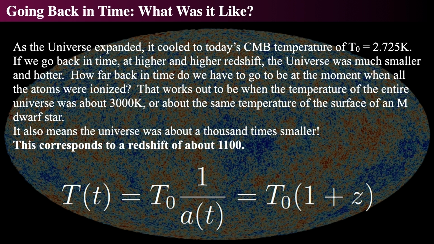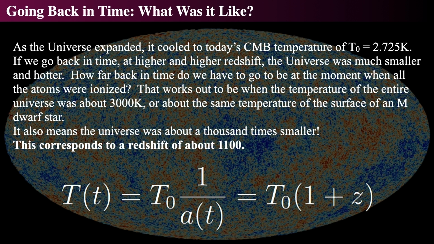At what temperature does that happen? Roughly the average surface temperature of an M dwarf star, or about 3,000 Kelvin. To get to 3,000 Kelvin, when the current temperature is about 2.75, we have to go back to a redshift of 1,100.